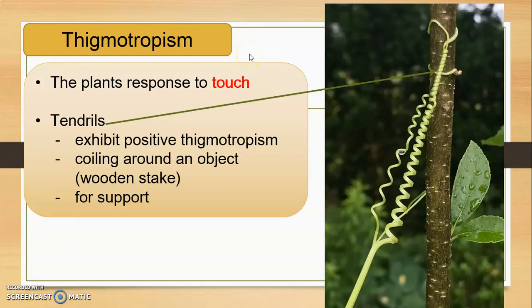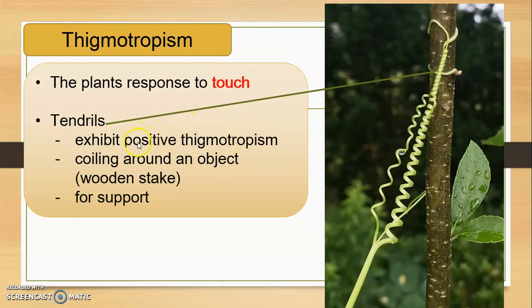So we go first to the first type of tropism, which is Thigmotropism. Thigmo refers to touch. Remember, it is touch. The plant responds to touch. Dia bergerak balas kepada sentuhan, especially tendrils. So tendrils of the plant show positive thigmotropism. Apa maksudnya di sini?